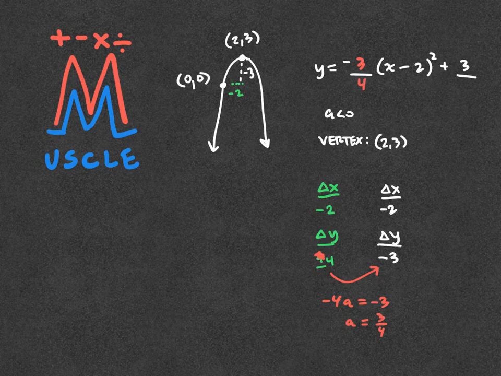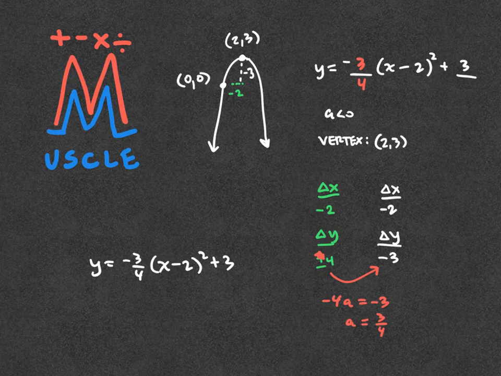Now, don't be fooled. I said a equals 3/4. That's because I've already accounted for the fact that it's negative. Okay, so that's the equation of our quadratic function. So its pattern of change is now 3/4 of what it would have been in that parent function.